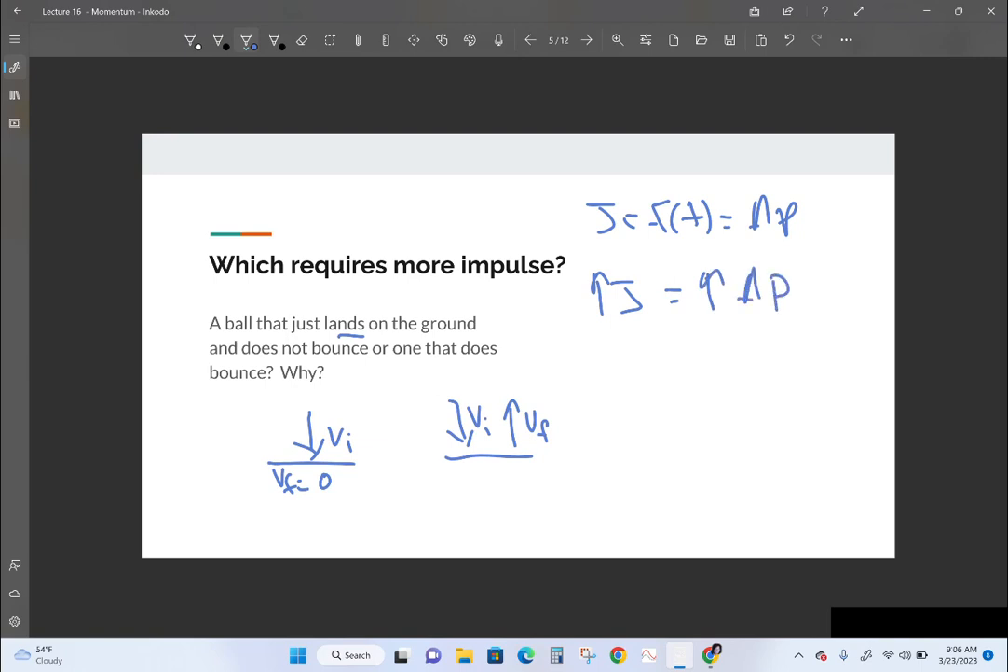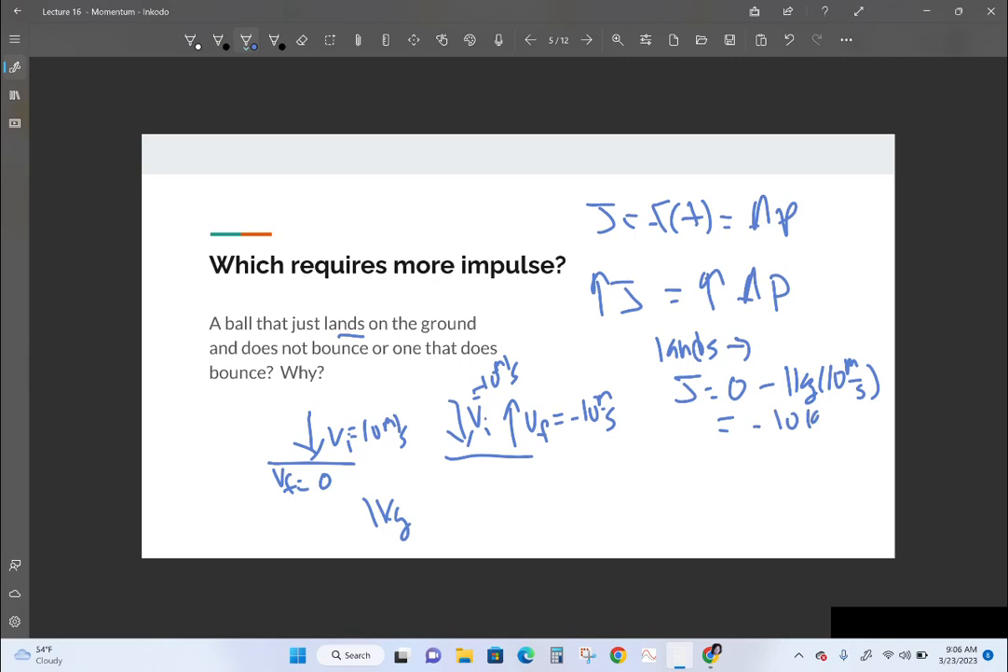So let's talk about that. Let's do some numbers. Let's say that it starts out at 10 meters per second here and goes to 0. And it starts at 10 meters per second here, and then it bounces back at negative 10 meters per second. And let's say that it's a 1 kilogram ball. So if we were looking at scenario A, just landing, then the change in momentum would be 0 minus 1 kilogram times 10 meters per second, which would be negative 10 kilogram meters per second. So it loses 10 meters per second, or it changes its velocity in the opposite direction.